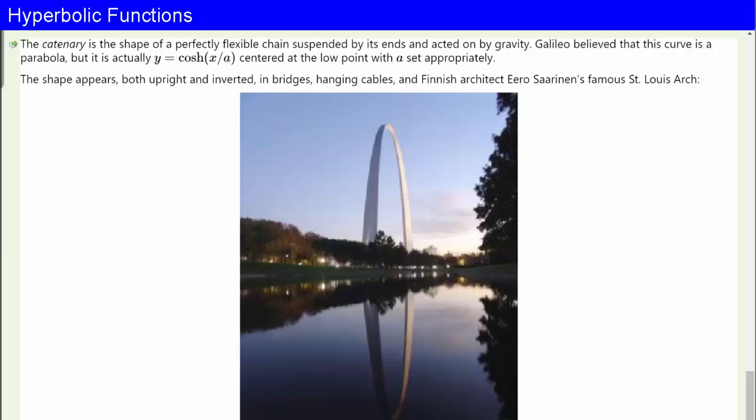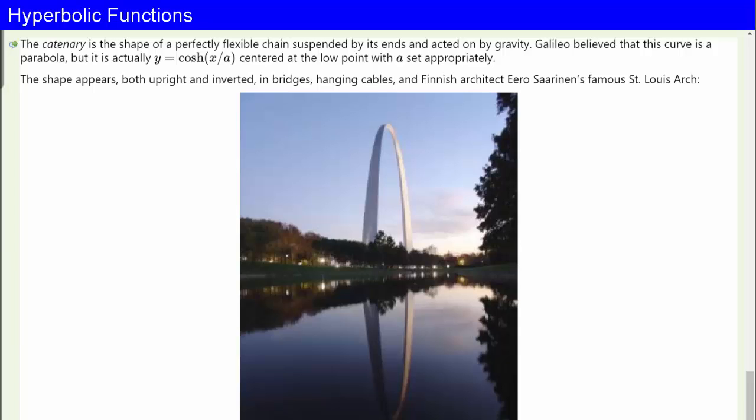Well, here's one example. The catenary is defined as the shape of a perfectly flexible chain or cable suspended by its ends and acted on by gravity. Think of a chain or a cable suspended between the tops of two poles spaced a distance apart. If you live near a high voltage power line with those huge towers, just look at the shape of the electric cables between the towers.